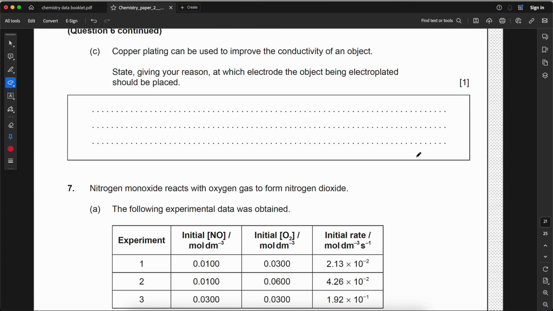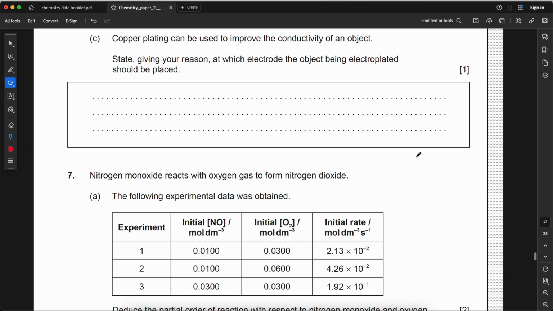Copper plating can be used to improve the conductivity of an object. State, giving your reason, at which electrode the object being electroplated should be placed. Whenever you want to collect a mass or to coat an object, it should be at the cathode, because Cu2+ is reduced at the electrode.